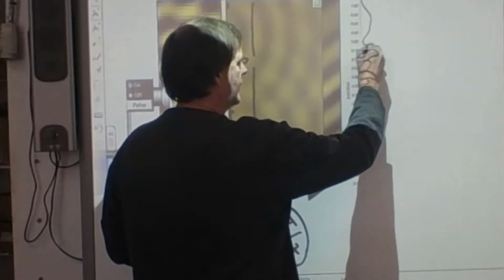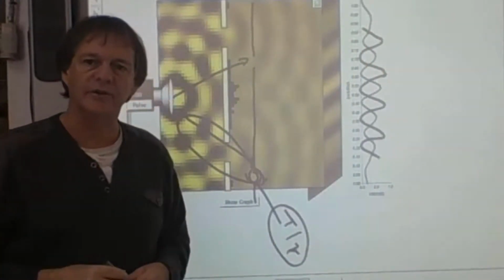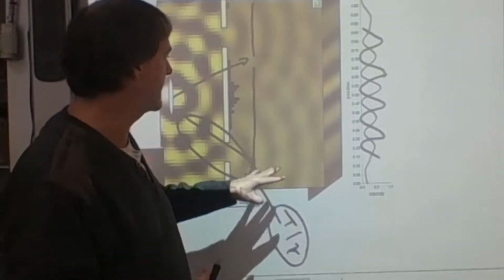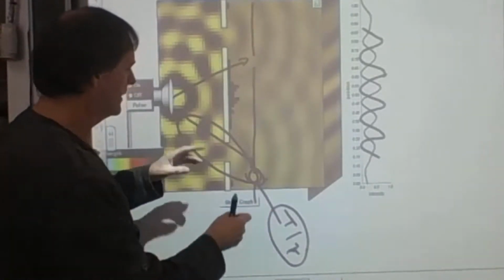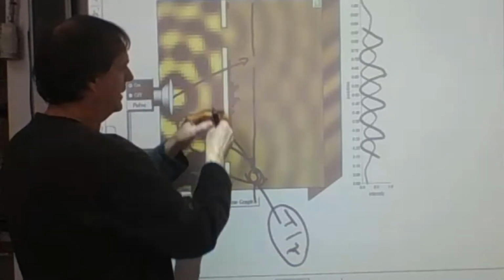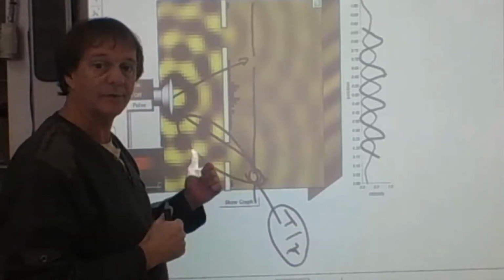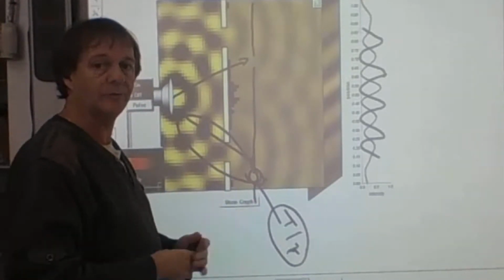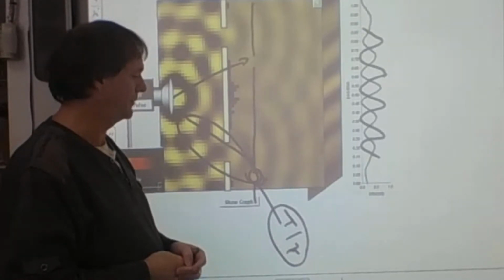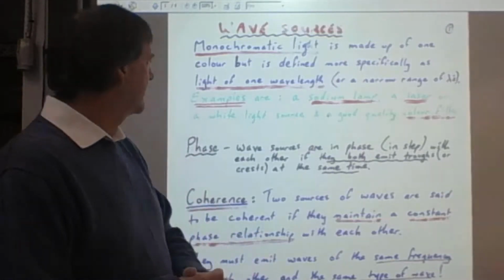Okay? So that's the best way I can think of to explain coherence. It is okay that they're out of phase as long as they maintain being out of phase all the time. This one will always be out of phase compared to that one, so therefore it's coherent. And it came from the same matching wave of the same frequency and the same type of wave. So it's still coherent. Alright? So key points to be aware of then.